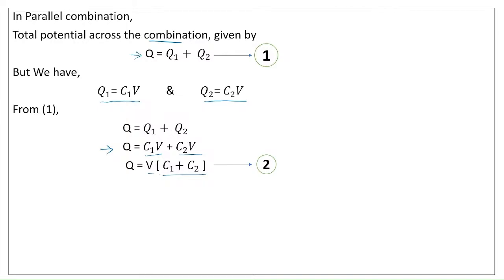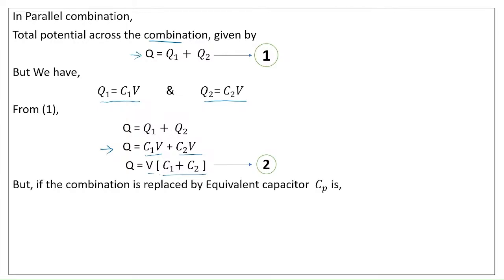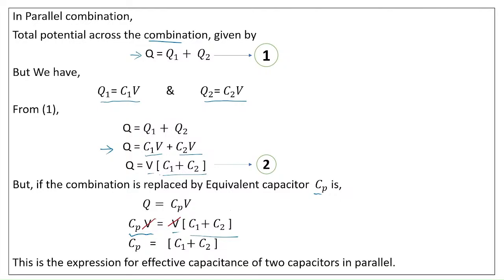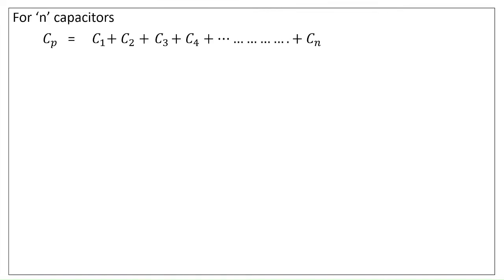Mark as equation 2. But if the combination is replaced by an equivalent capacitor Cp, then Q is equal to CpV. On substituting in equation 2, we get CpV is equal to V into bracket C1 plus C2. Cancel V on both sides. Cp is equal to C1 plus C2. This is the expression for effective capacitance of two capacitors in parallel. For n capacitors, Cp is equal to C1 plus C2 plus C3 plus C4 plus up to Cn.